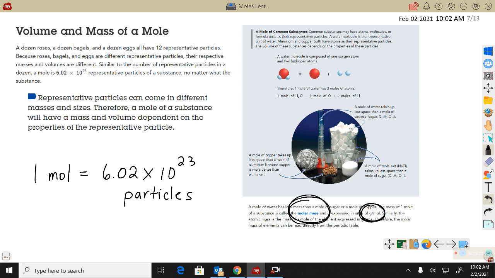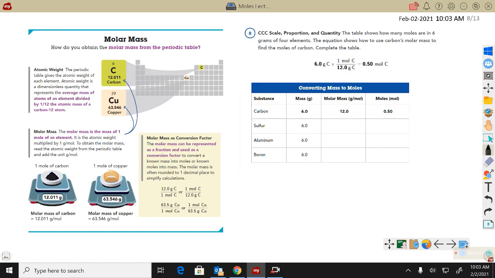So this picture is kind of cool. It gives you a mole of aluminum, a mole of copper, a mole of sugar, a mole of salt, and they have different volumes and different masses. It's the same number of particles, but visually you can see that 1 mole of water molecules takes up a different amount of space than 1 mole of copper atoms, and they're going to have different masses as well. We use this concept of molar mass a lot, especially when we eventually want to go into the lab.